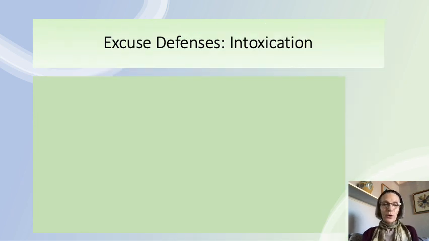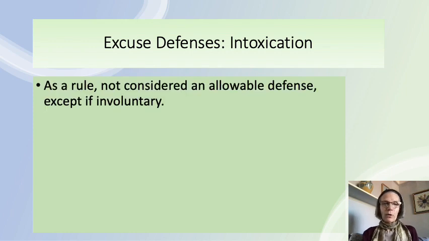So this leads us to our third excuse defense, which is intoxication. In other words, that you should be excused from committing this crime because you were drunk and you didn't know what you were doing. Now, in general, as a rule, intoxication is not considered an allowable defense. It's only allowable if the defense attorney can demonstrate that the intoxication is somehow involuntary. In other words, that you were drugged or made drunk without your knowledge, okay? And so that's usually the only time that intoxication is an allowable defense, right?